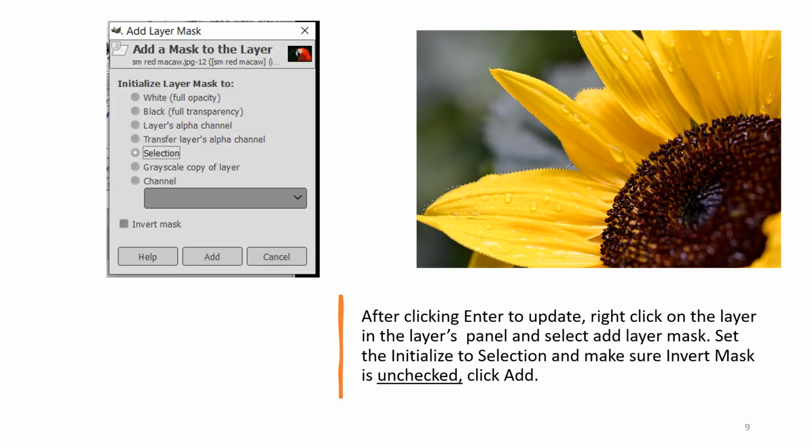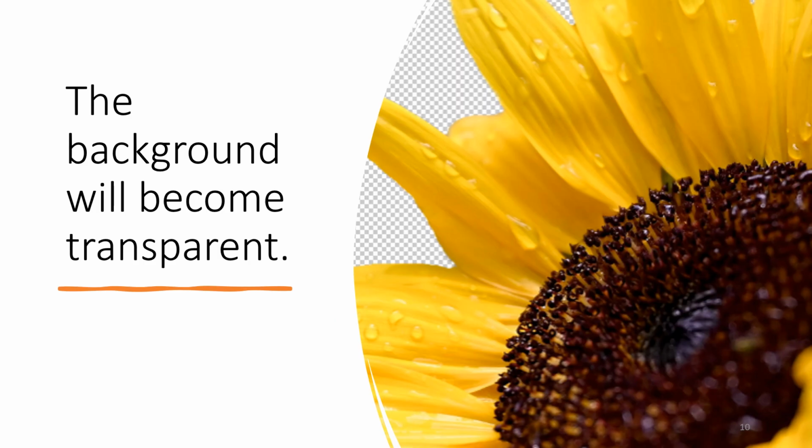After clicking Enter to update, right-click on the layer in the Layers panel to select Add Layer Mask. Set the Initialize to Selection and make sure Invert Mask is unchecked. Click Add. The background will become transparent.